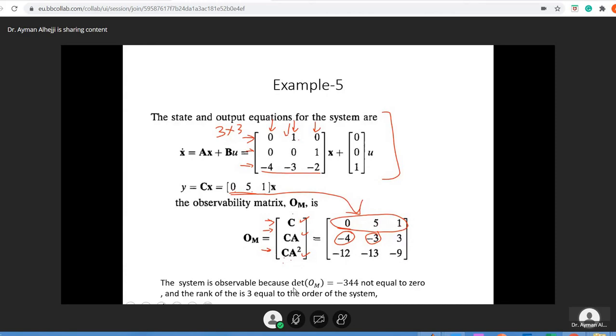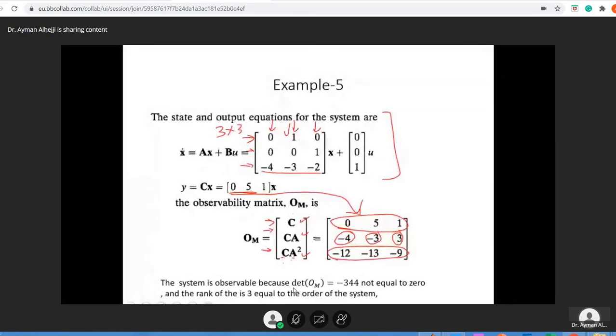Third column: 0 times 0, 0; 5 times 1, 5, right? 1 times minus 2, minus 2. 5 minus 2 is 3. So 3. The last part, you need to multiply C times A squared. Please find A squared by multiplying 3 by 3. Multiply this matrix together. Once you find A times A, go and multiply C times A squared. You will get this part.